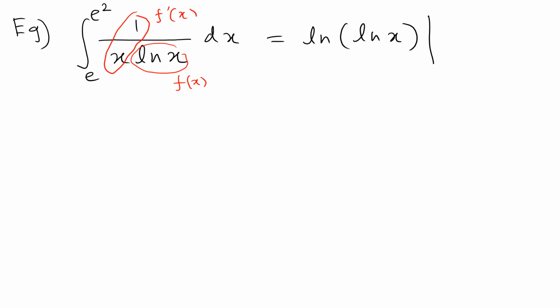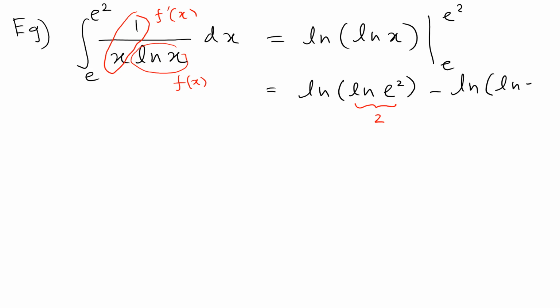Then we can evaluate this one at e and e squared. If you plug in the values, you get ln of e squared, which is 2. And then minus ln e. Ln e is 1, so this whole thing is ln 1, which is 0. So the final answer is again ln 2, the same answer as the previous one.